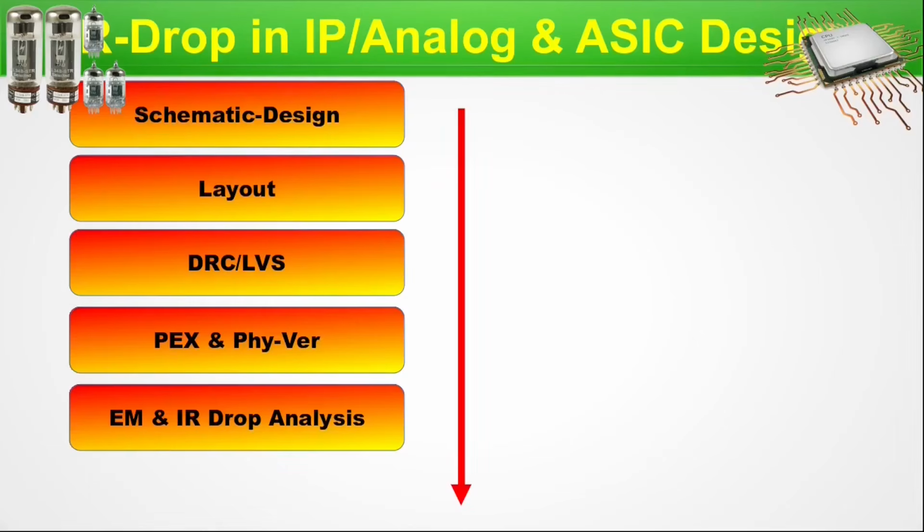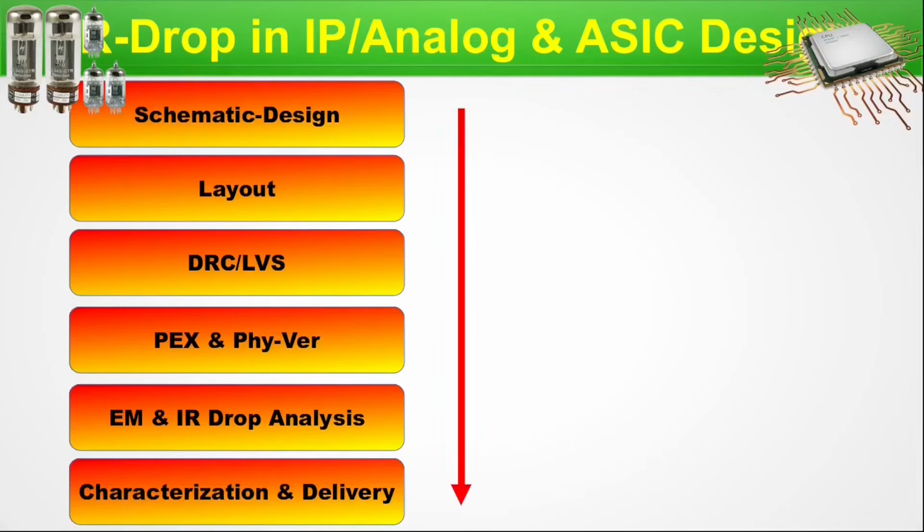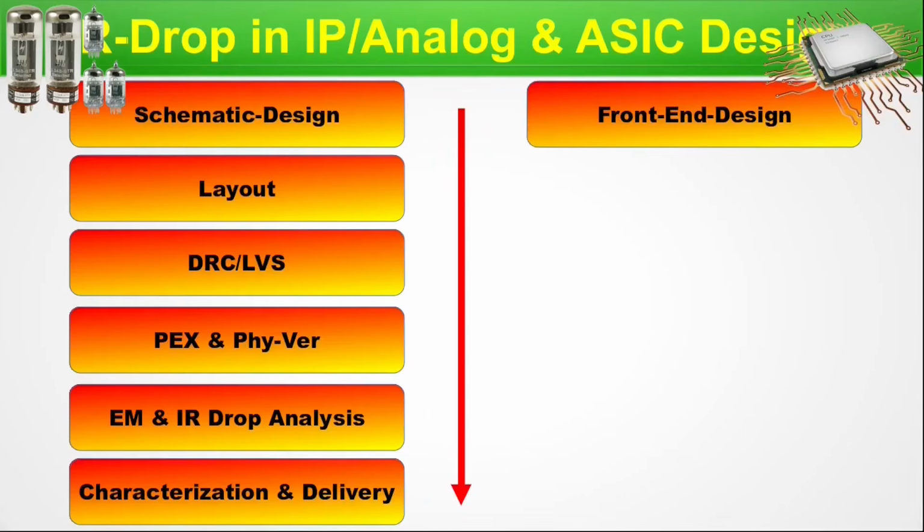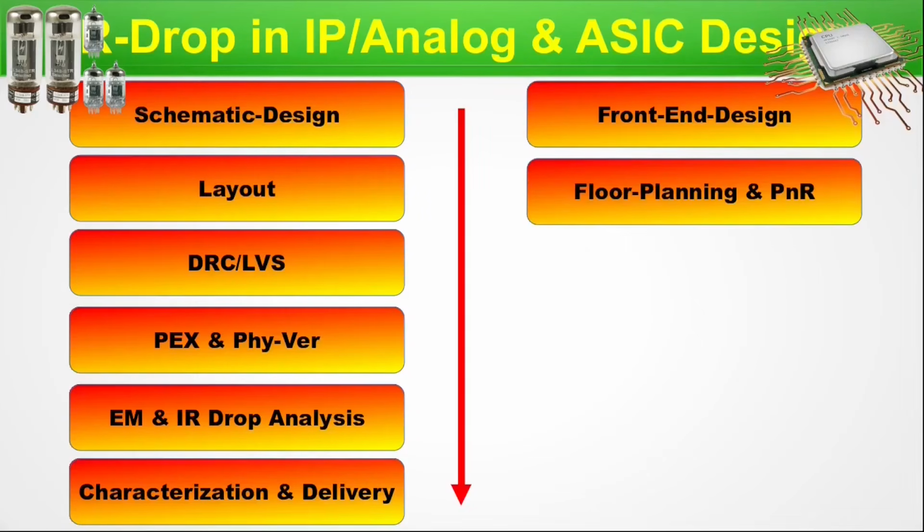Next, in this flow comes characterization and delivery. Because this is an IP, you have to characterize it, meaning the electrical characterization and final packaging of this IP. So, we are done with the flow of the IP design. Let us move on to the ASIC design flow. First, there is a front-end design part. We are not going into detail because that would take much more space and is not very relevant in this particular case. Next, we do the floor planning and PNR.